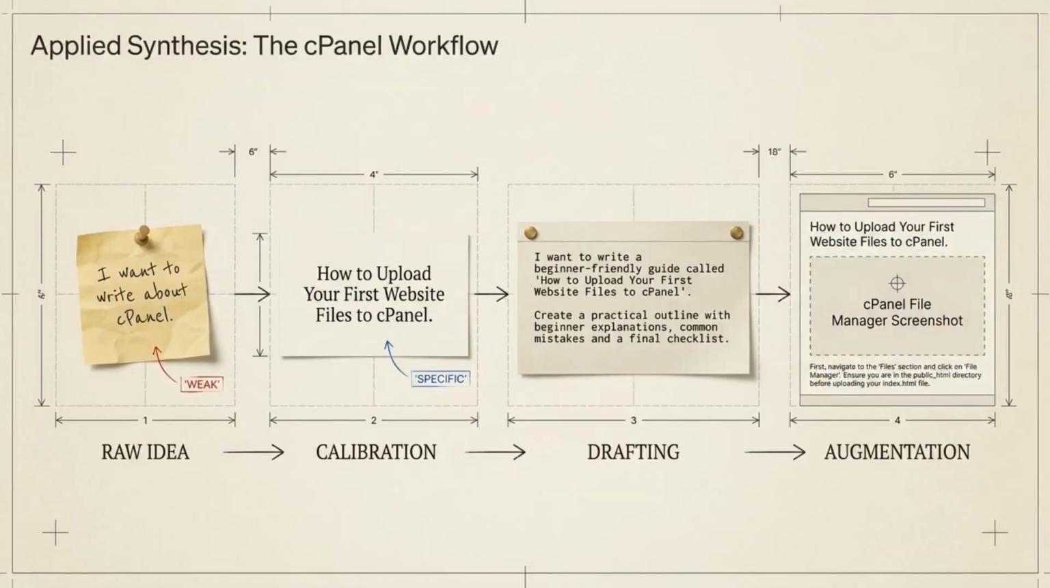Let's look at this entire process in action. We start with a weak, raw idea like write about cPanel. Through calibration, we make it specific. In drafting, we create a detailed outline. And in augmentation, we add our own human experience, like a real cPanel screenshot, to create a valuable guide.